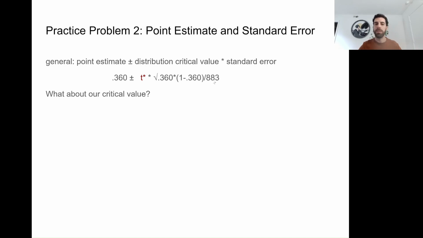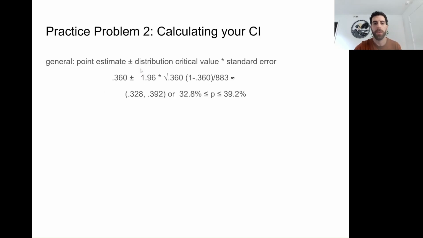So we have most of this done for us, right? We're taking the square root of 0.36 times 1 minus 0.36, dividing all of that by 883, all inside the square root, and plus or minus from 0.36. So we're just missing our critical value. So again, we'll do that.